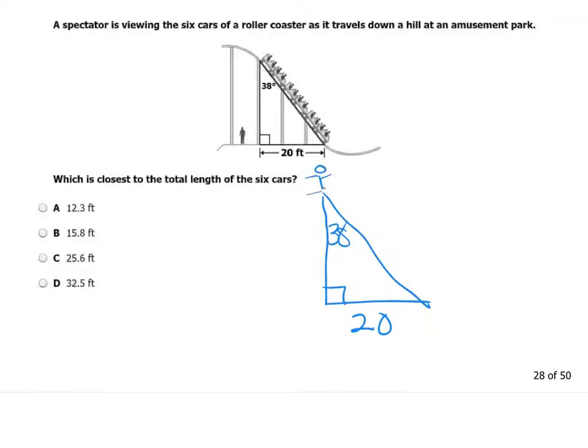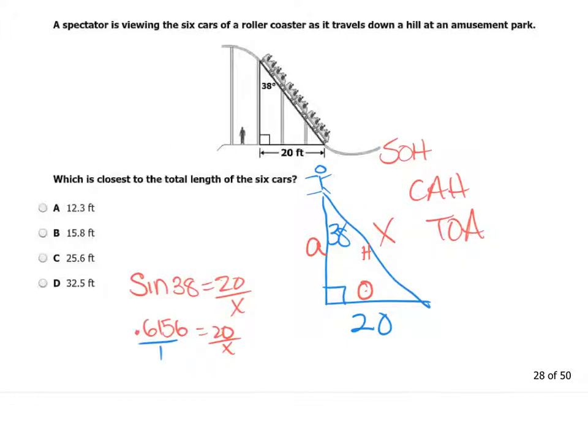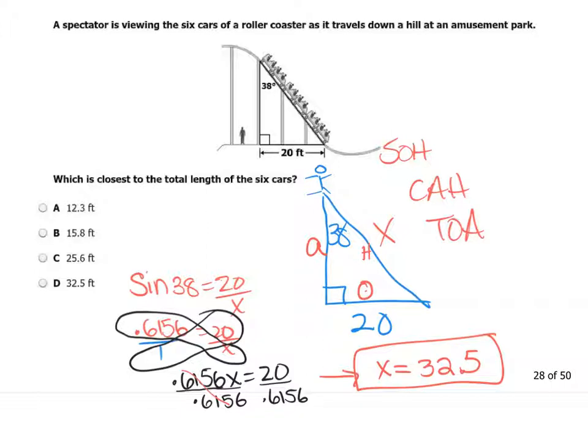So I'm going to stand here and I'm going to label my triangle. So close to me is adjacent. On the opposite side is the O, and across from the 90 is the hypotenuse. Since I am solving for the hypotenuse, I'm going to use O and H. And set up my trig. I have my trig set up. I turn sine of 38 into a decimal. I am going to cross multiply and simplify. And you get x is equal to 32.5.